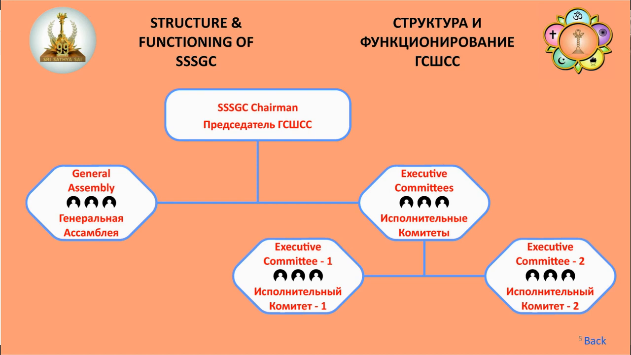Under him, brother, there will be 2 committees. One is General Assembly, the other one is Executive Committees. And Executive Committees have again 2 subcommittees. One is Executive Committee 1 and the other one is Executive Committee 2.